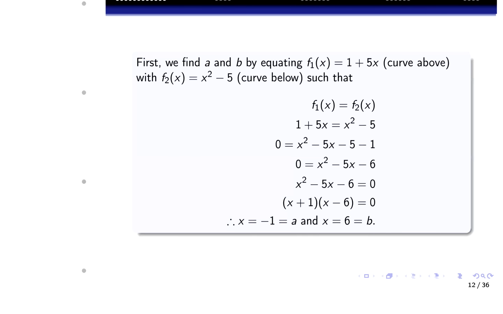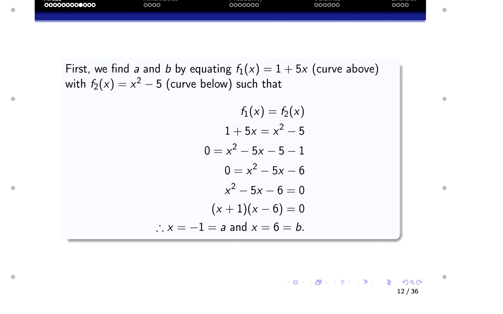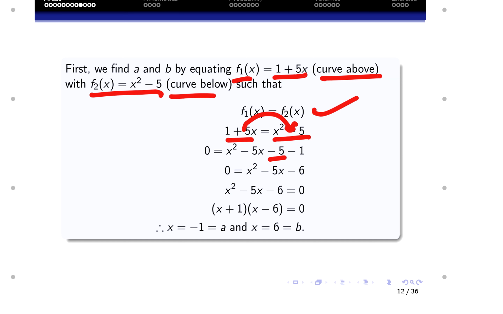First, we find a and b by equating f1 of x. So we take f1 of x to be 1 plus 5x, because it's actually the line above, and f2 of x to be x squared minus 5, which is the curve below, such that f1 of x equals f2 of x. So 1 plus 5x equals x squared minus 5. Collect like terms: you have x squared minus 5x, then minus 5 minus 1. So you have 0 equals x squared minus 5x minus 6.